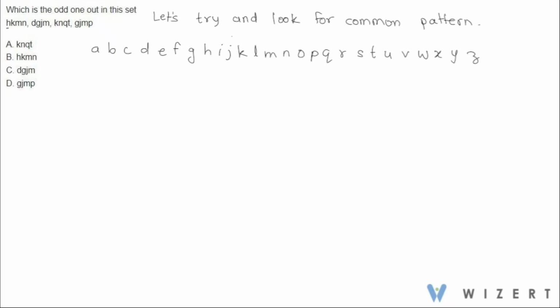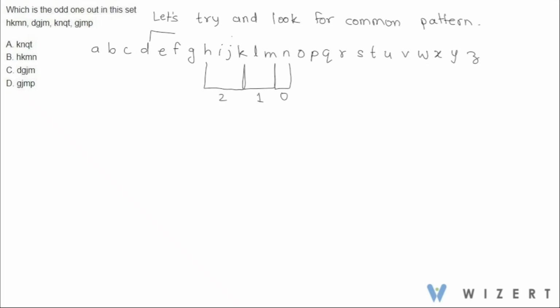So the first member is HKMN. So HKM, and the pattern is two letters are left, then in next two letters one letter is left, and between next two letters 0 letters are left. Let's look for the next member.